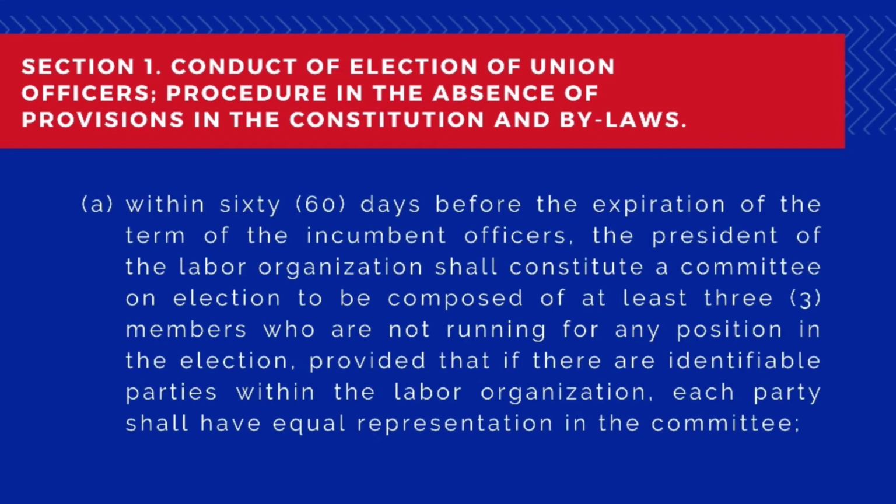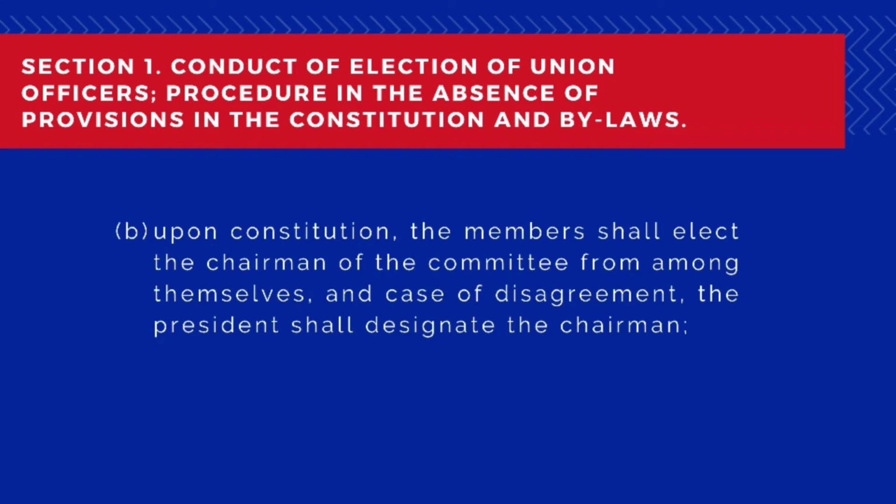A. Within 60 days before the expiration of the term of the incumbent officers, the President of the labor organization shall constitute a committee on election, to be composed of at least 3 members who are not running for any position in the election, provided that if there are identifiable parties within the labor organization, each party shall have equal representation in the committee. B. Upon constitution, the members shall elect the chairman of the committee from among themselves, and in case of disagreement, the President shall designate the chairman.